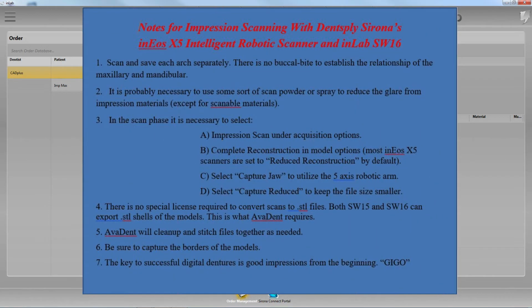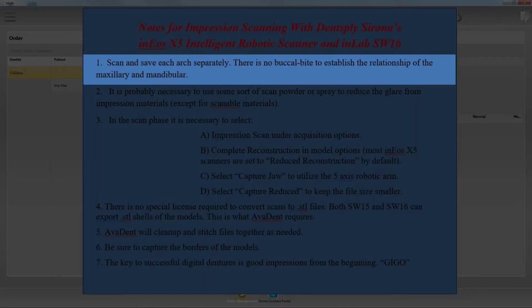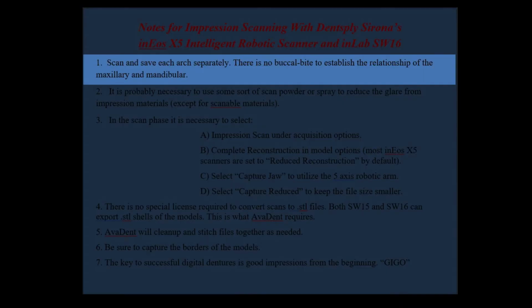Let's review impression scanning with the X5 scanner and Software 16. 1. Scan and save each file individually. You'll need to create one file or new case for each one. There's no buccal bite with these impressions. Consequently, there's no way of establishing a relationship between the two of them. AvaDent will use known landmarks and measurements provided by the dentist to create virtual bite rims. This is done much the same way as when we make regular analog bite rims, they do a virtual bite rim.